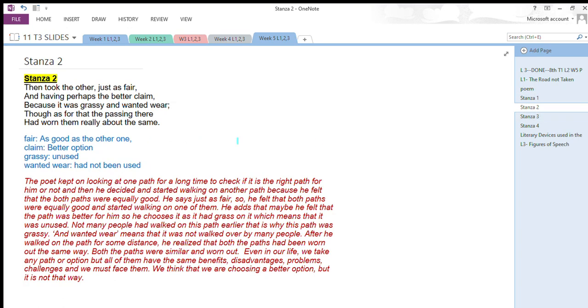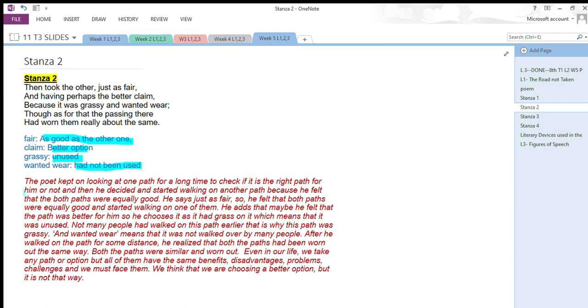The second stanza. Fair means as good as the other one. Claim means better option. Grassy refers to unused, full of grass, which means people had not used that path. Wanted wear means since it had not been used, it was a better choice.